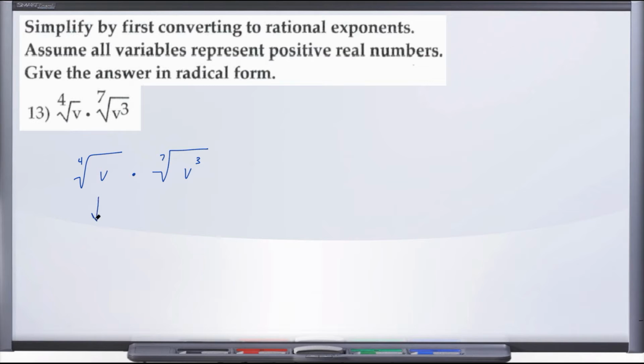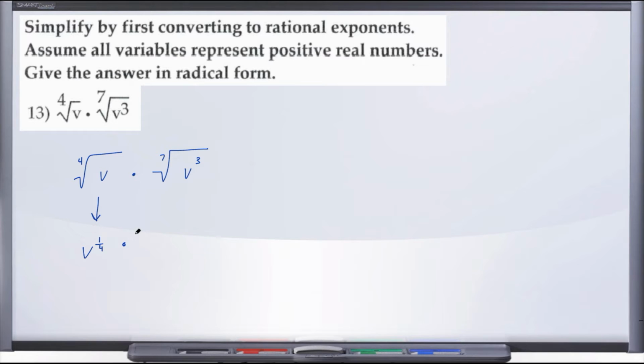So let's go ahead and convert this first radical to a rational exponent. So we know our base is going to be v, and our index or root is 4, and we don't have any power here, right? So our power must be 1. So when we convert this radical to a rational exponent, we'll have 1 over 4.